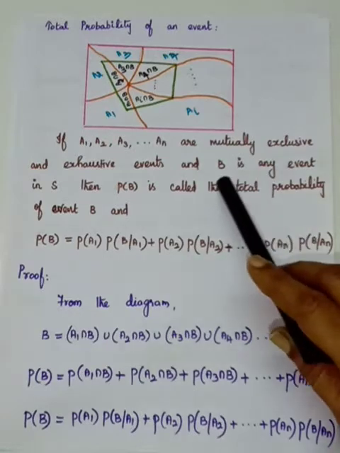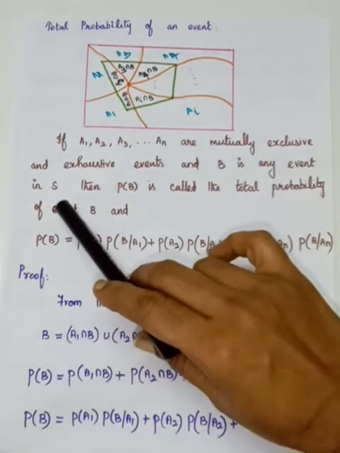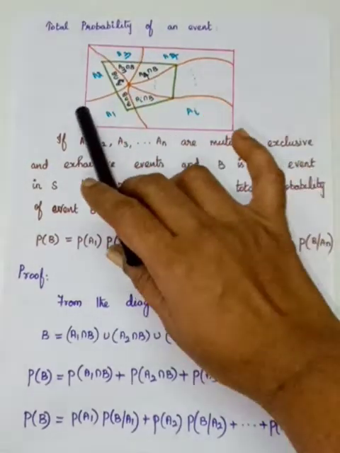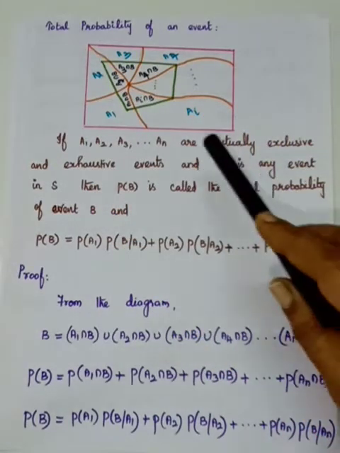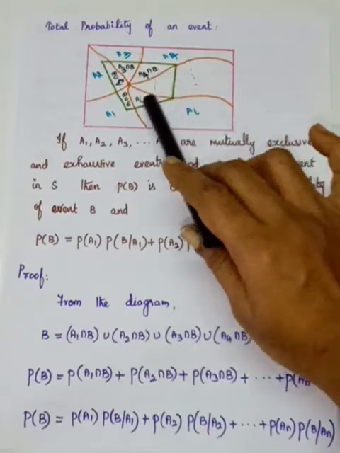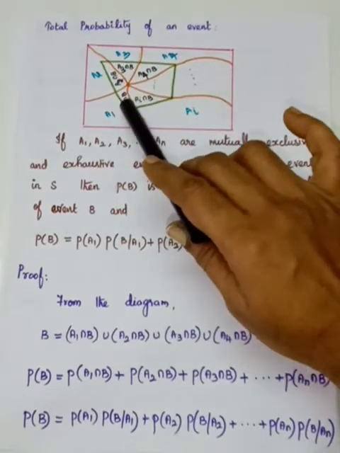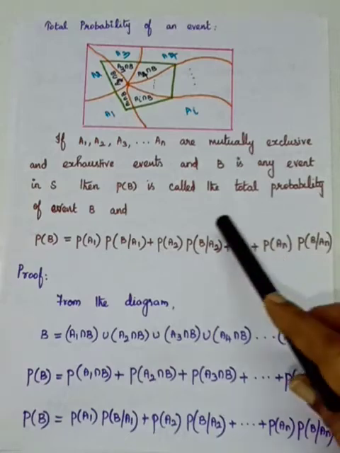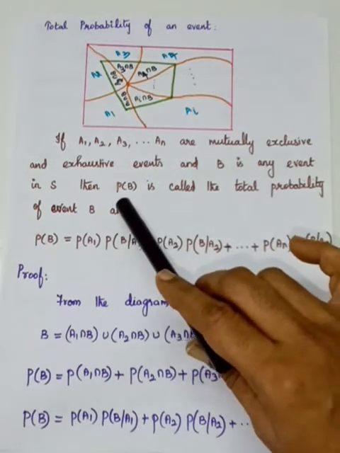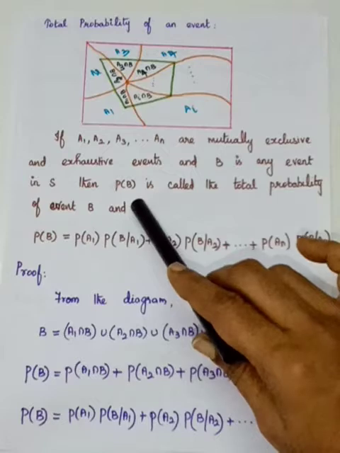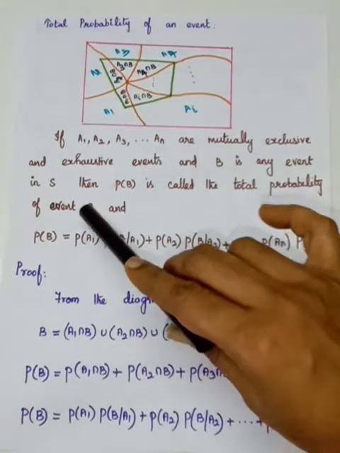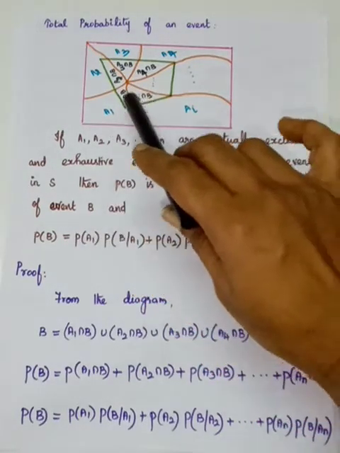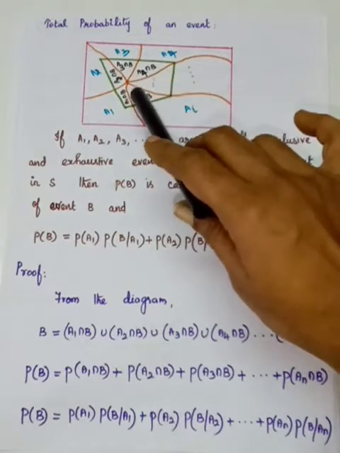Okay, and B is any event in S. So the whole thing is the sample space and B is any event. Which is B? The green color part, this is nothing but B. So the green color part is nothing but the event B. And we are going to find P of B. What is P of B? It is called the total probability of an event B.